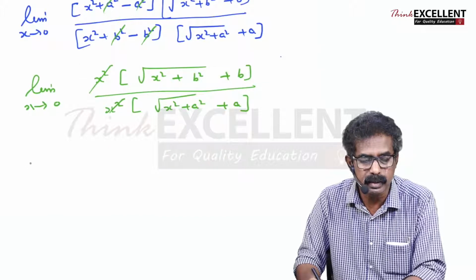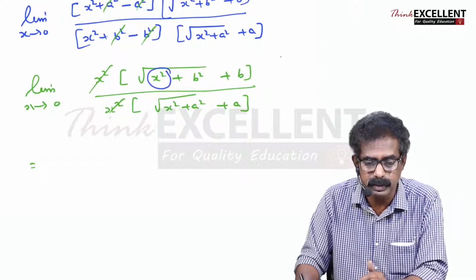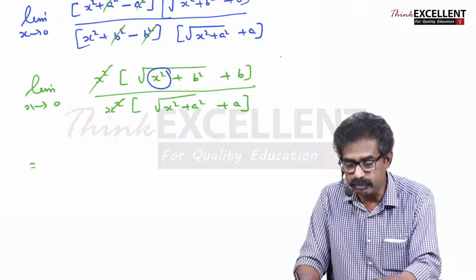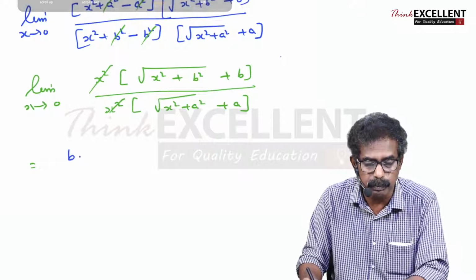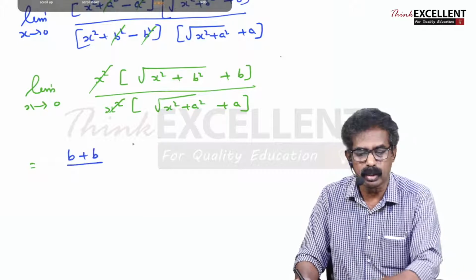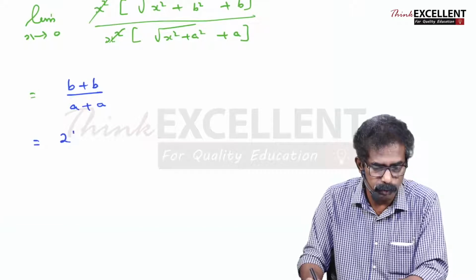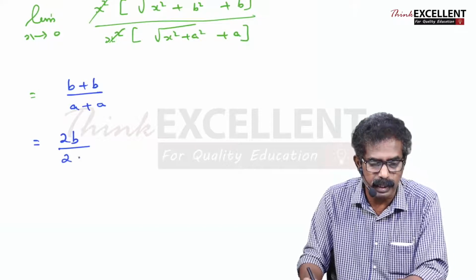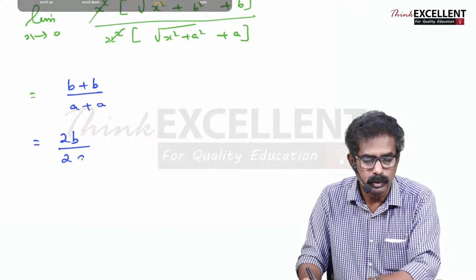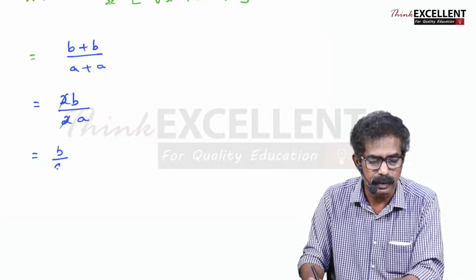Now apply the limit. Wherever x comes you put 0. For x you put 0. This will be 0, right? So you are getting root of b square. Root of b square is b. So b plus b, by x you give 0. You are getting only root of a square, that is a plus a. B plus b, it is 2b. A plus a, it is 2a. Cancel 2. So your answer is b by a.